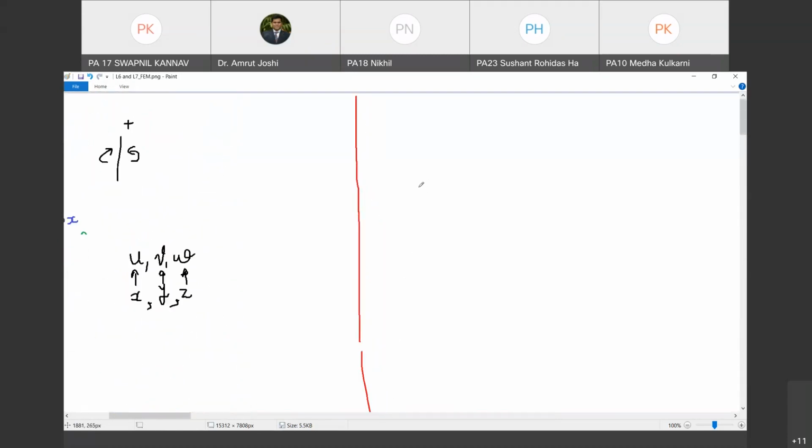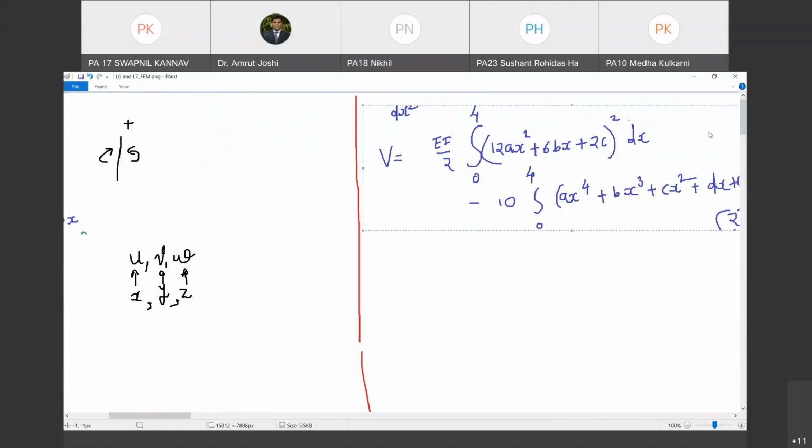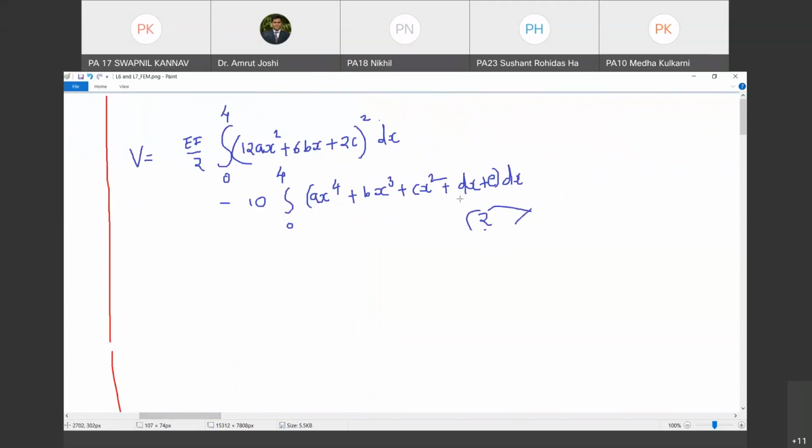So I have borrowed this expression. Just give me a second. And now what I am going to do is dou v by dou b has to be 0. V is a function of a, b, c, d, e. So for it to be minimum, the differentiation of potential energy with reference to each of these coefficients must be 0. So this implies what? So EI by 2 common as it is going to remain common here.